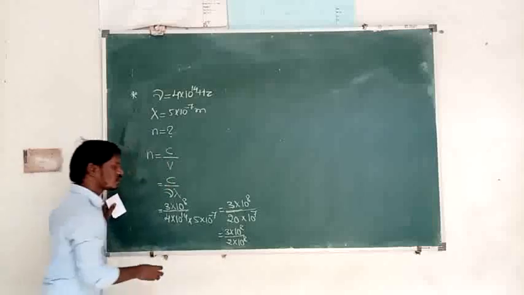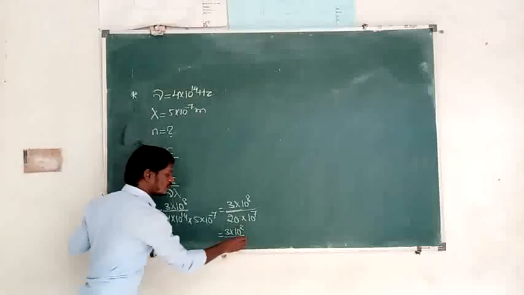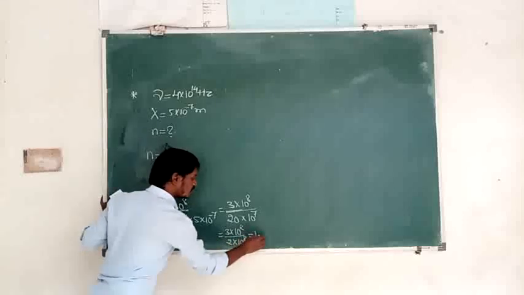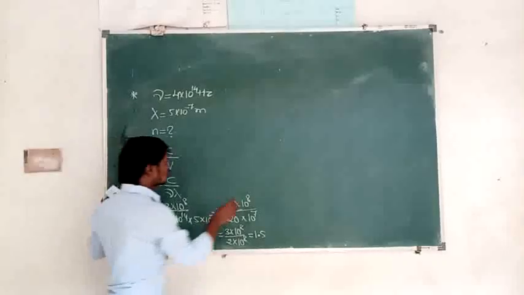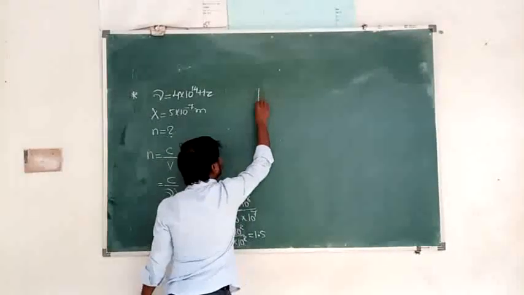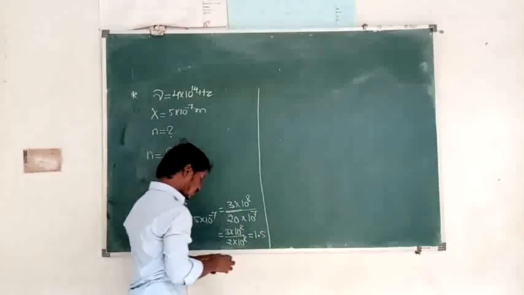Then 10 to the power of 8 and 10 to the power of 8 get cancelled. 3 by 2 is 1.5. So what is the refractive index of the medium here? The refractive index of the medium is 1.5. This is the first question, which is related to refractive index, absolute refractive index.